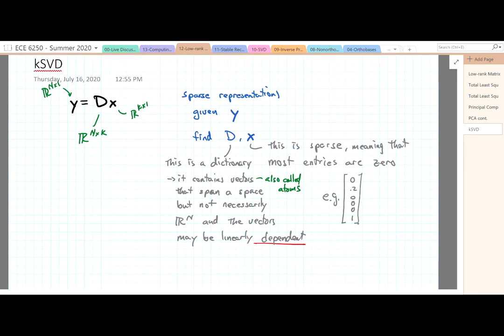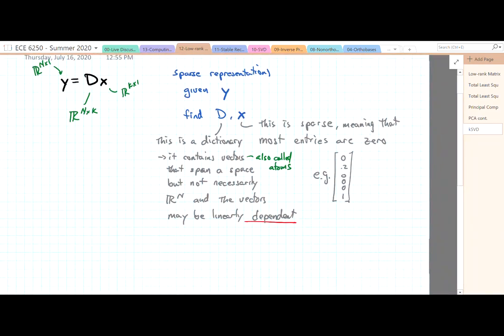Now, the difficulty here: for a given D, we could come up with the optimal x. But coming up with one that is sparse is a much more difficult problem. That's problem number one. And problem number two is, where do we come up with the dictionary D to begin with? It's important that we design D intelligently so that it lends itself to sparse representations.